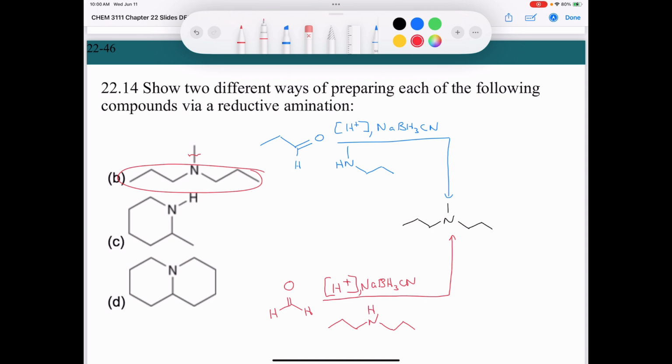And so since we're making a tertiary amine, you can see that both of the amines that we use are secondary amines. So there you go. That's how we could make this compound a couple of ways by reductive amination.